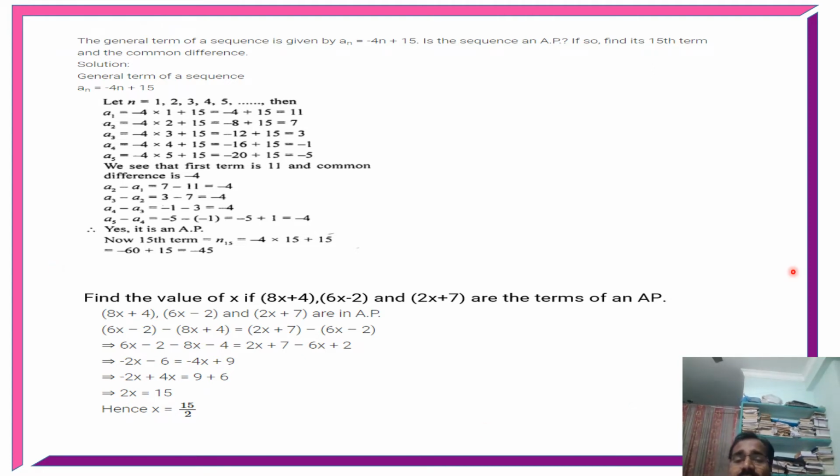So next we'll go with the next slide. After doing this simplification, we got x equal to 15 by 2. Let us go with the next slide.